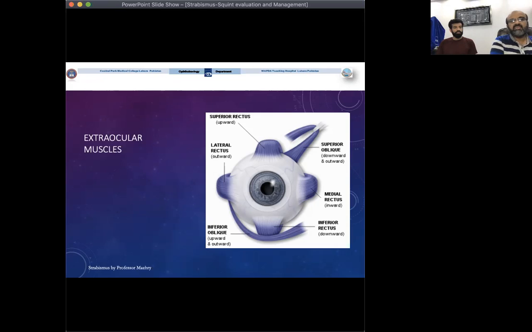Then there is the spiral of Tillaux as well, you know. This is 5.5 millimeters behind the limbus. Spiral of what? Tillaux. From the medial rectus 5.5, inferior rectus 6.5, this is 6.7, and then this is about 7 plus millimeters behind the limbus, like a spiral.